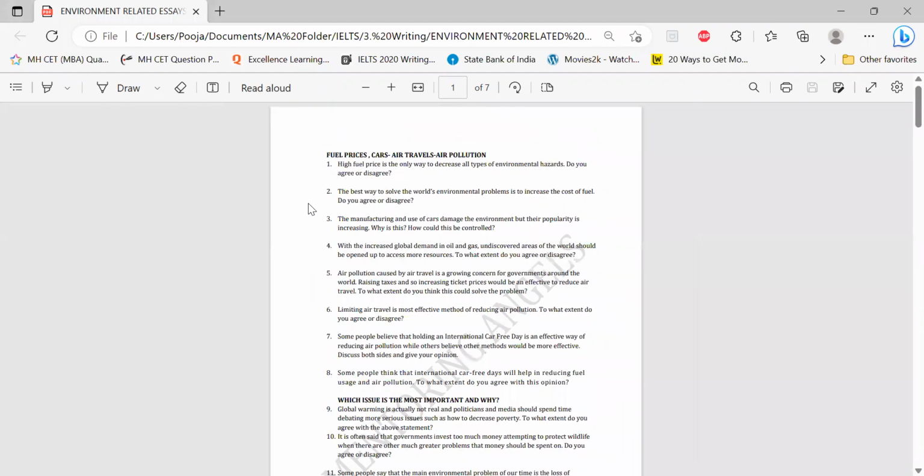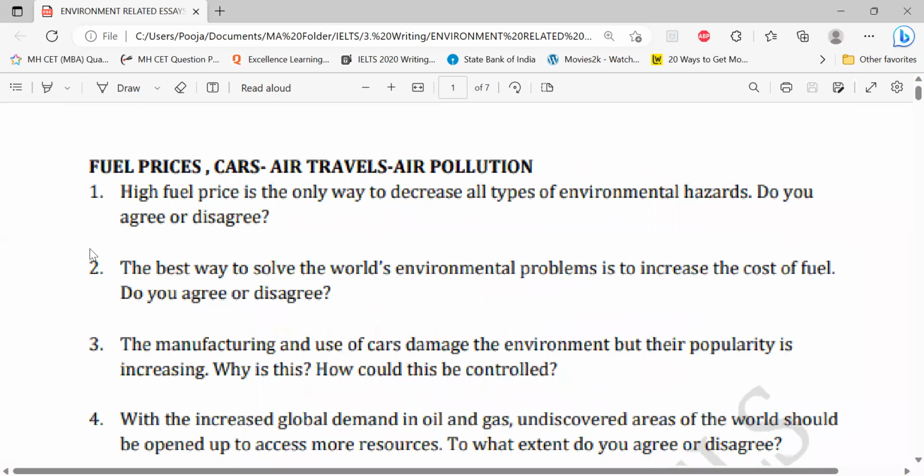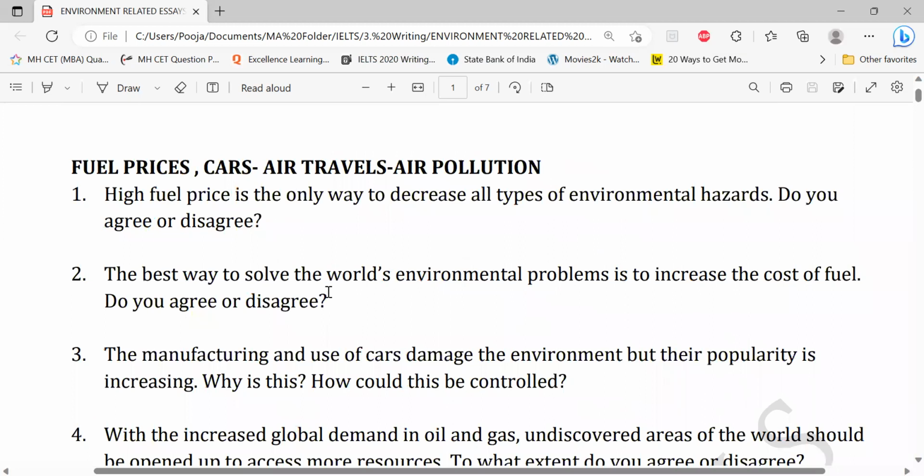Once you understand those 4-5 types of issues in environment, you'll know what kind of questions they ask. In our exam, they'll give you only one question. Only this one question, not question and question. So any one question you have to write.